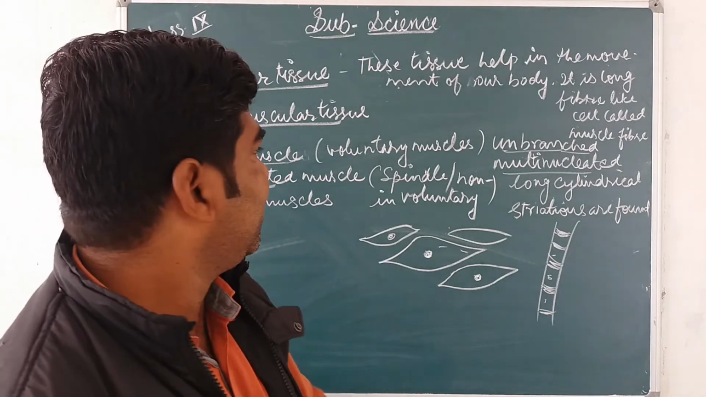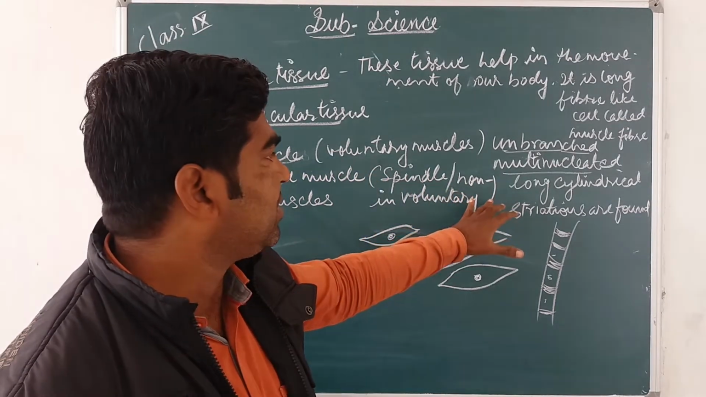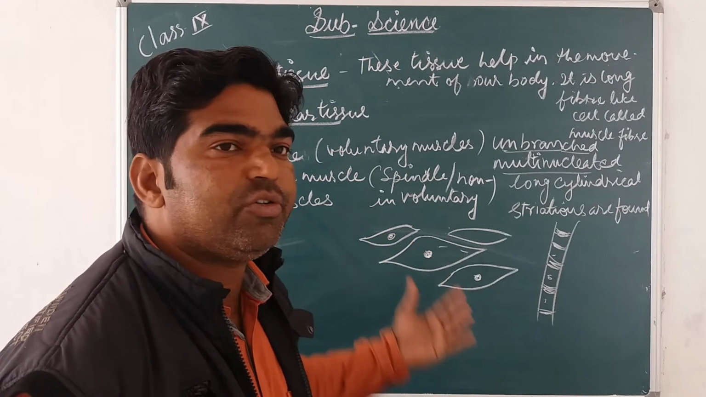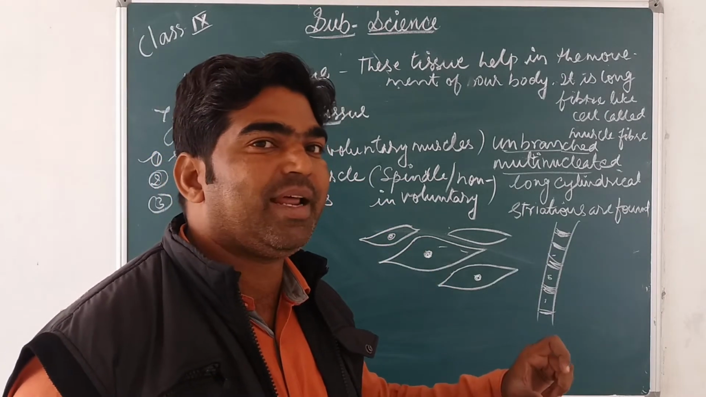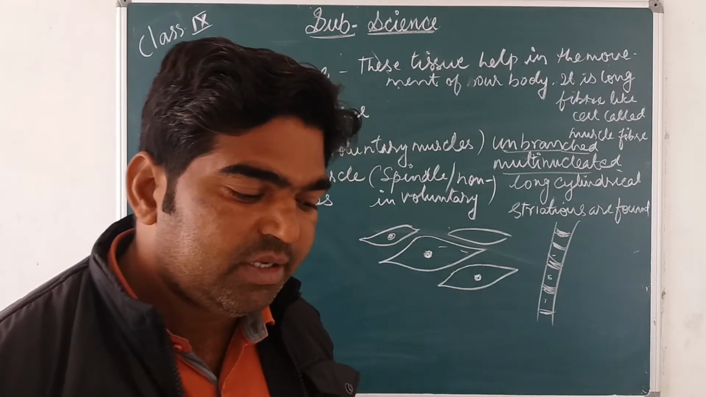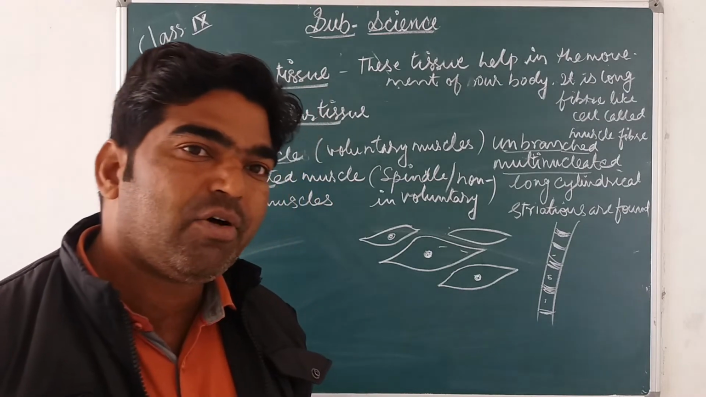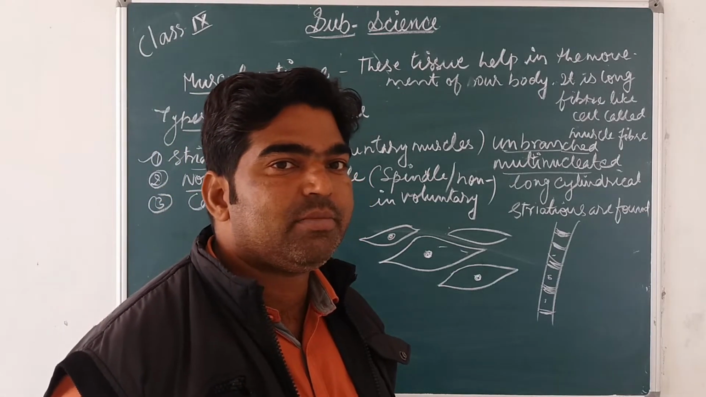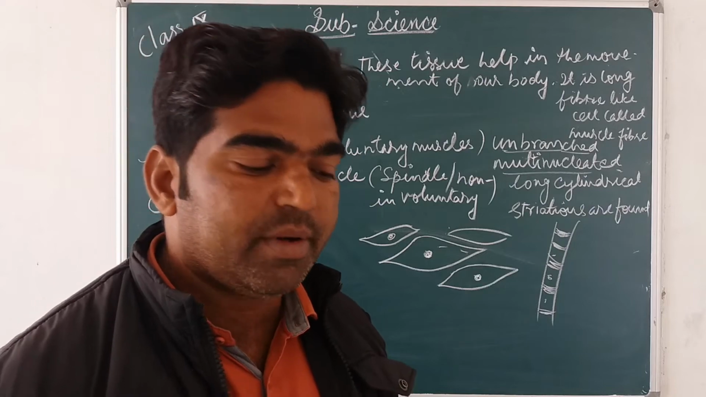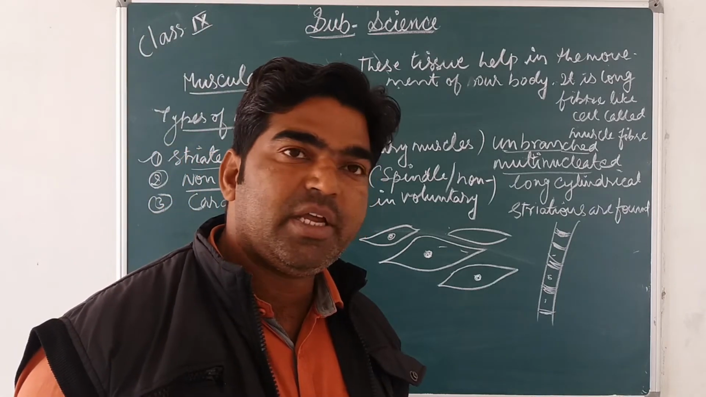You can say either spindle muscles, smooth muscles, non-voluntary or involuntary muscles. You have to write one of the two: involuntary or non-voluntary muscles. So why is it called involuntary muscles? Because it cannot work according to our will. That's why it is called involuntary muscles.